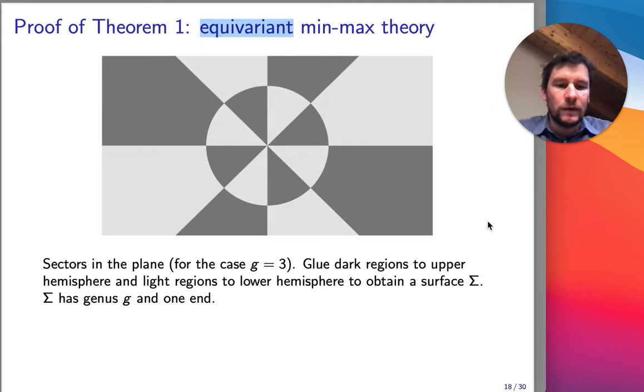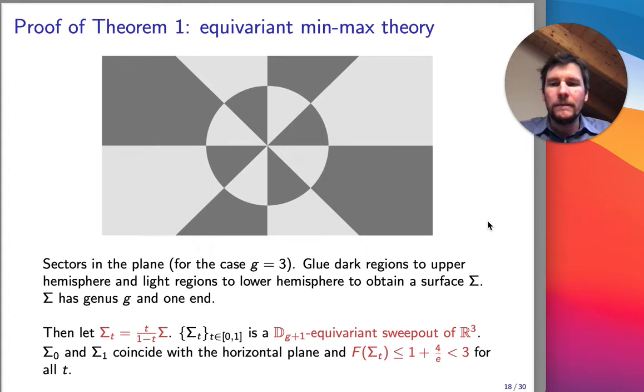But that's so far just one surface, it's not yet a sweep out, but it's very easy to get a sweep out. We just scale it. So we let sigma_t be t over 1 minus t times sigma. So that means if t is 0, then that sphere has been shrunk to a point, and then if t becomes larger, then the sphere becomes larger, and then it blows up when t goes to 1, the sphere goes all the way to infinity, and we are left with a plane again.